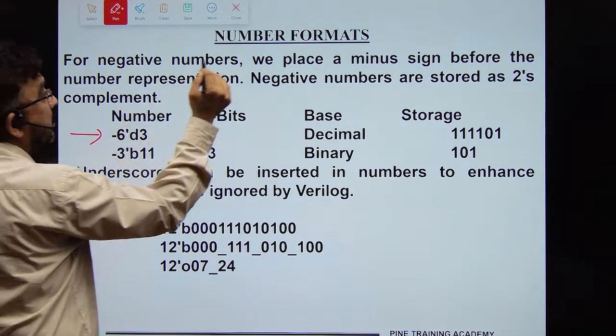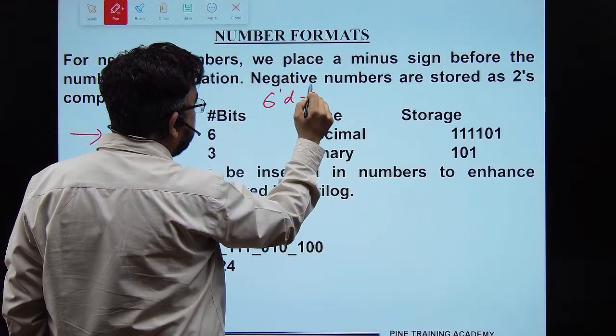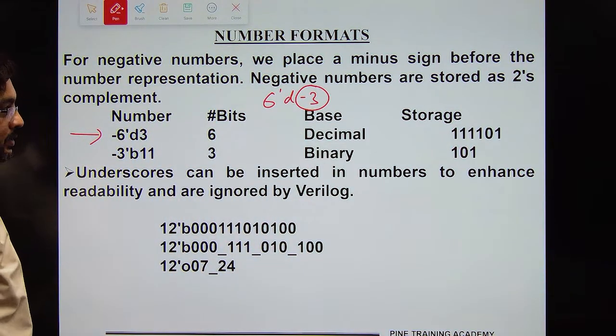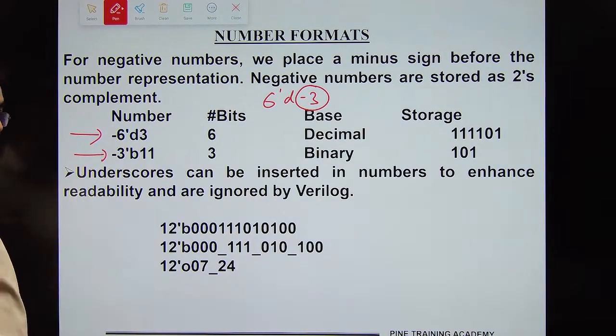You cannot write it like this, 6'd-3. This is the wrong representation. This is the right representation: -6'd3.